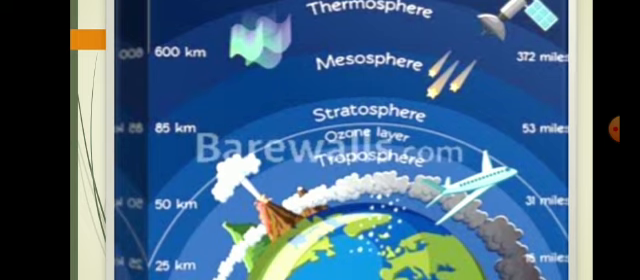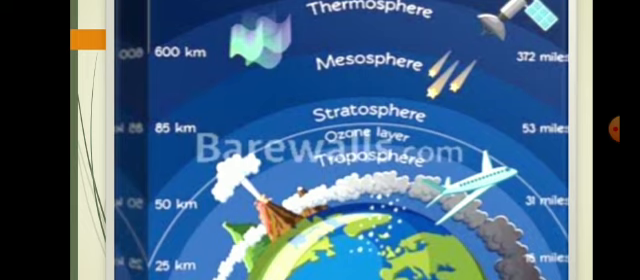It extends up to a height of 16 kilometers over the equator and about 8 kilometers over the poles. The average height of this layer is taken as about 11 kilometers. Almost all dust particles and water vapors are contained in it. Thus, all weather phenomena occur in this layer.